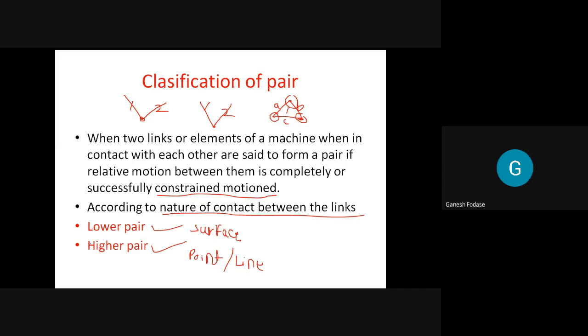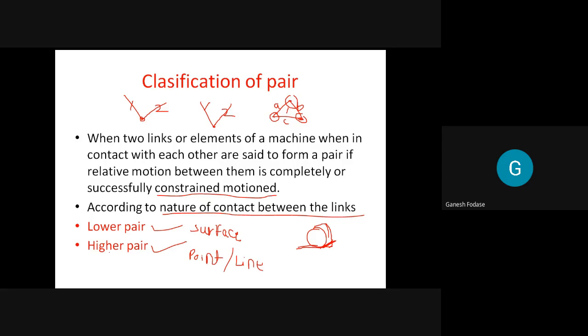Let's say a wheel rolling on a surface. Lower pair or higher pair? When the wheel is rolling on a surface, which type of contact is there between the wheel and that surface? Line contact. Here, we know that there is some width of the wheel, that we need to consider. So which type of contact will there be here? Line contact. So line contact means it is a higher pair.